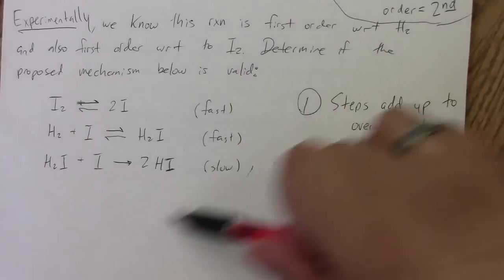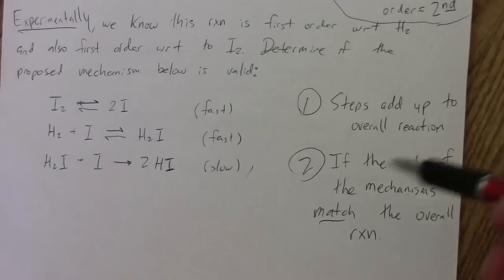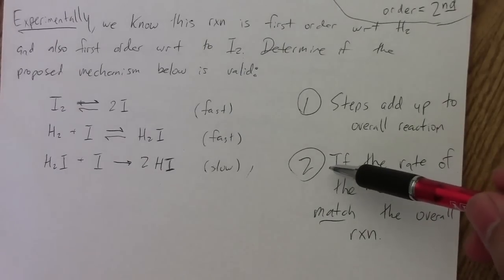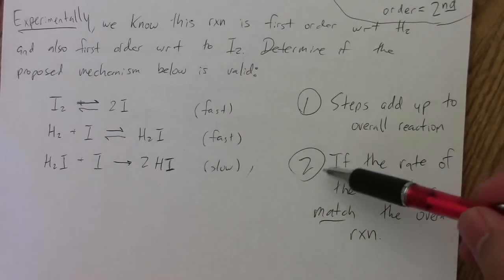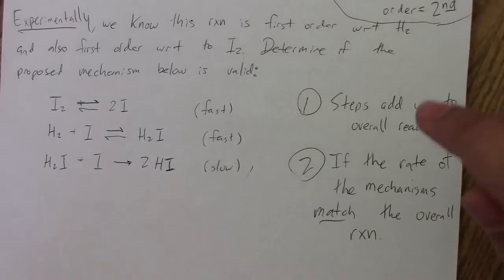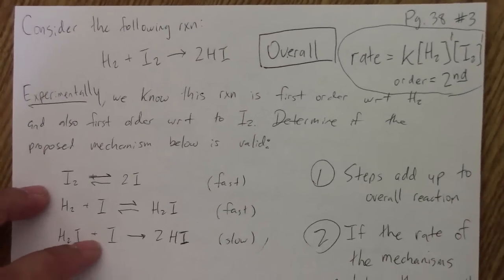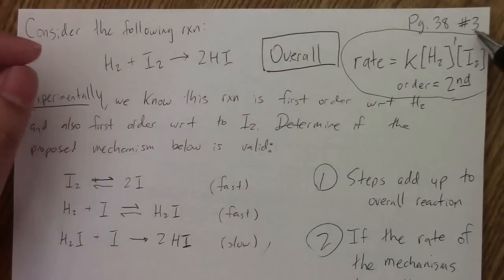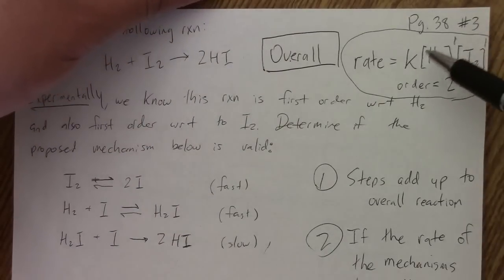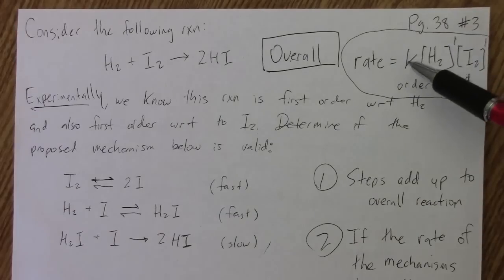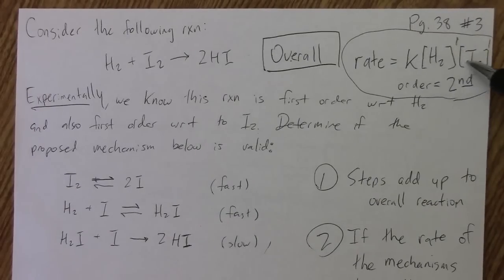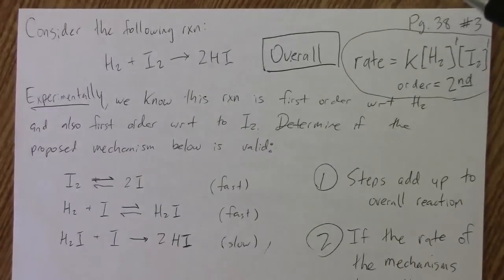So if indeed this adds up correctly, we're going to move on to number 2 and make sure that it matches up. There's only one condition that we have to make sure to follow, and this is going to make this problem a little bit more mathematically challenging. When we are determining the rate law for our mechanisms, it has to be in terms of our reactants for our overall reaction.